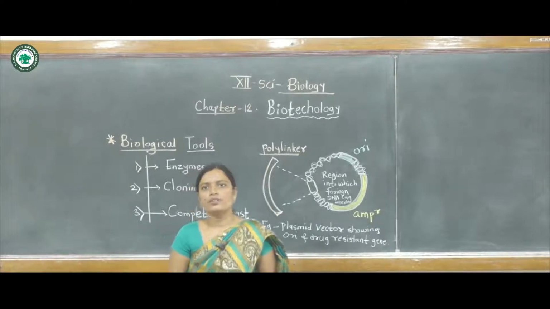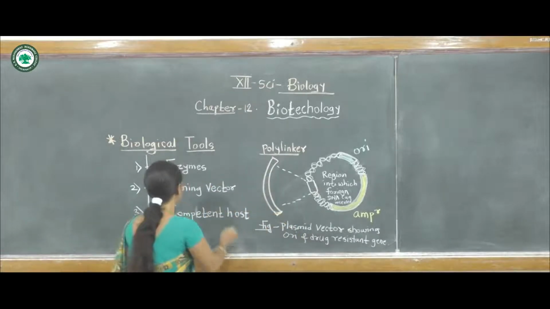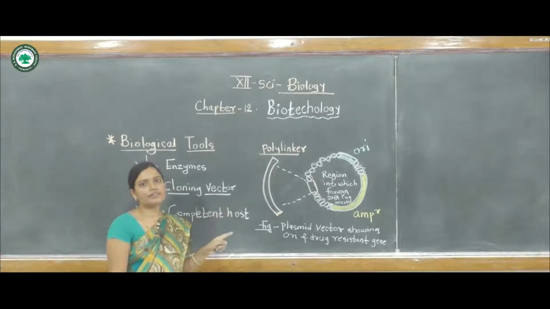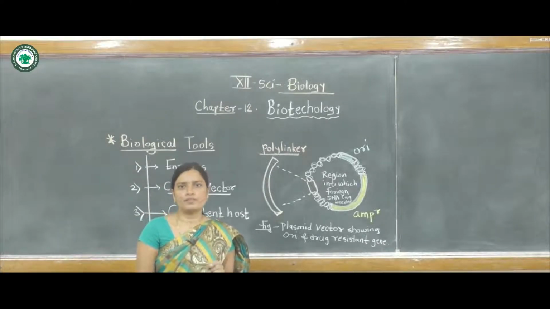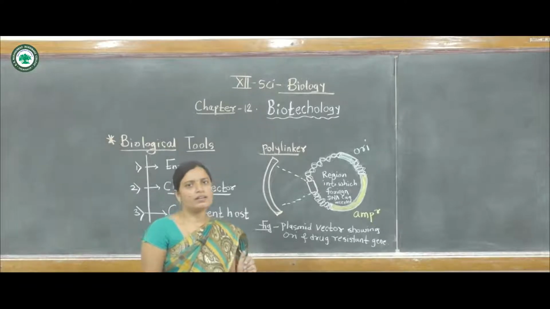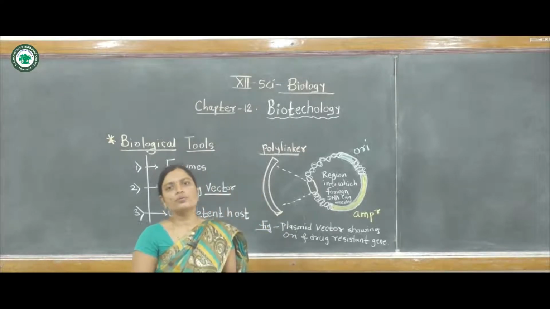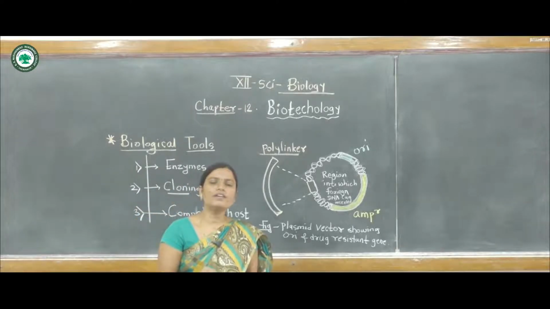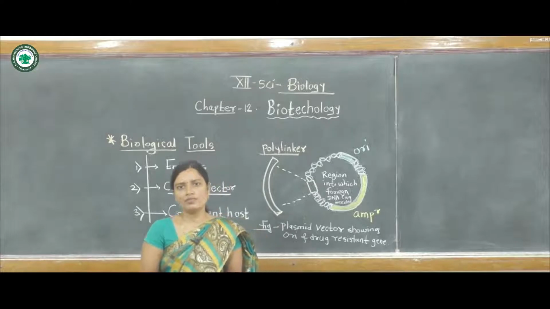Now in this video we shall learn about the cloning vector. This is the second tool, and it is very important. The first point is the vector. A vector is one of the genetic tools, and it is also called a vehicle. Some genetic material can be transferred to another cell with the help of the vector. The cloning vector is called vehicle DNA.